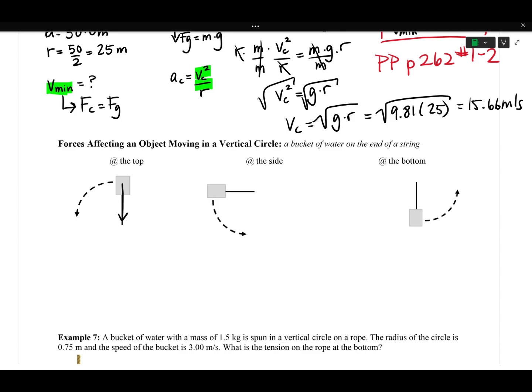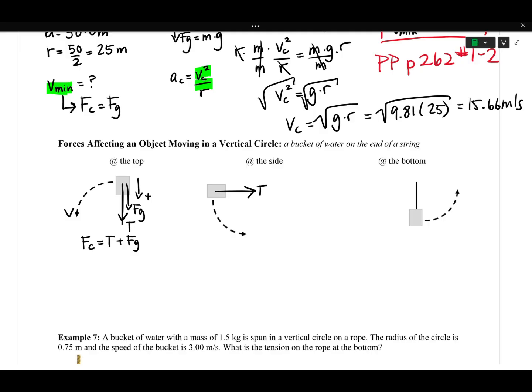When we're at the top, we have our string, and in the string, what force do we find in strings? Tension. And we also have the force due to gravity. So we would make to the center downwards positive. And if we had to write out our F net statement or centripetal force statement, it would be tension plus F of G. Okay, so the dash arrow is showing the direction of our velocity.